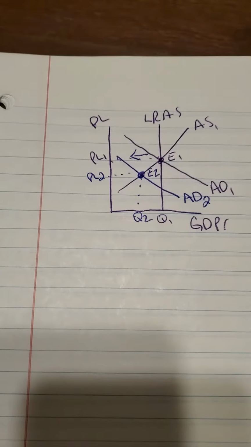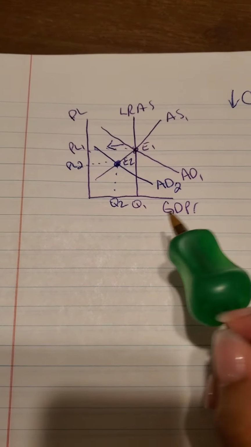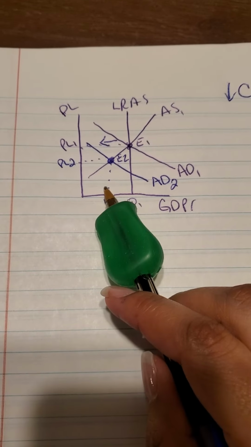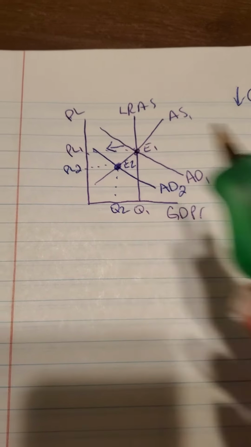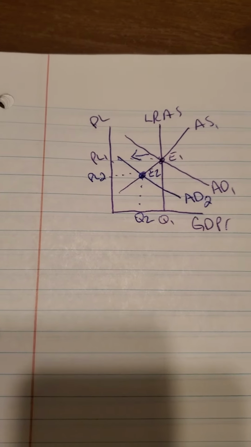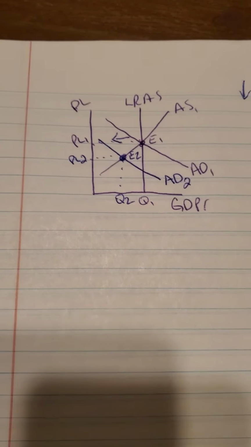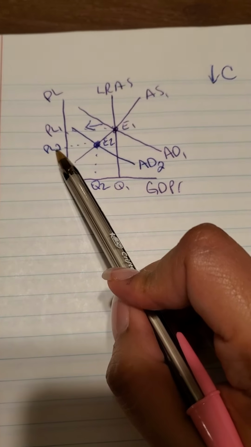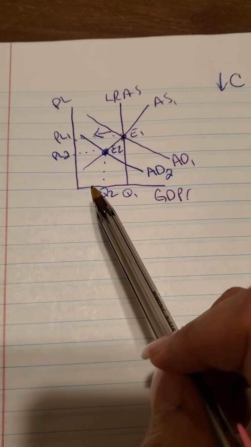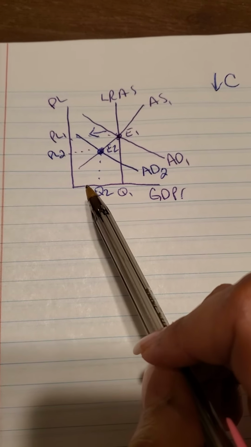Q2, price level 2. What type of gap is this that we're now in? This is a recessionary gap. In the long run, what's going to happen? Well, price level has gone down. We know that in the long run, wages and resource prices are flexible. Our workers are going to be ridiculously understanding that price level has gone down and they're going to go ahead and accept a pay cut.